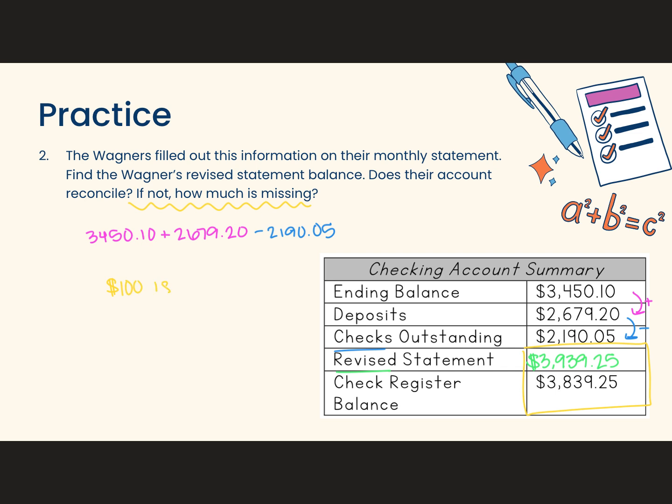$100 is missing from somewhere. We're not 100% sure where it's missing from, but in theory, we have more money than we actually should have. So we've got to figure out if there's a check that has not gone through yet or something like that. So that's what we would say if it doesn't check out. If these were both the same, like if this was an 8 instead of a 9, then they would match up and we would say, yes, this account is reconciled. It's totally fine.